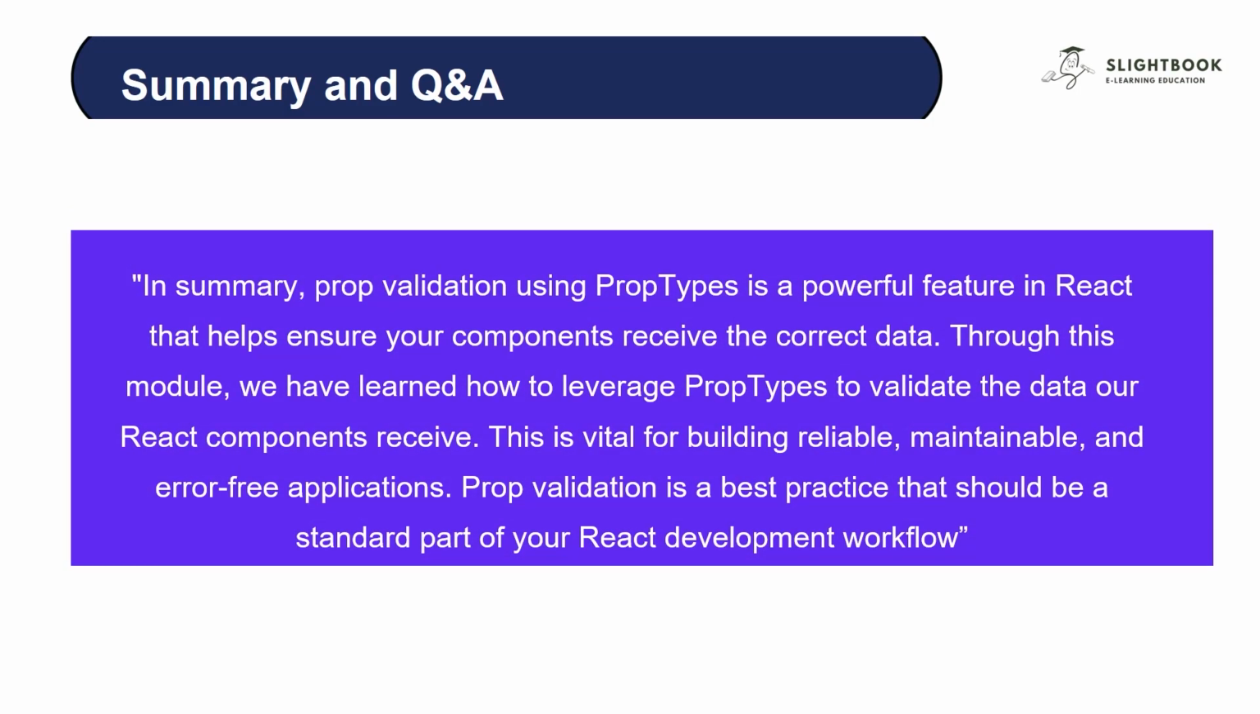In summary, prop validation using prop types is a powerful feature in React that helps ensure your components receive the correct data. Through this module, we have learned how to leverage prop types to validate the data our React components receive. This is vital for building reliable, maintainable, and error-free applications. Prop validation is a best practice that should be a standard part of your React development workflow.